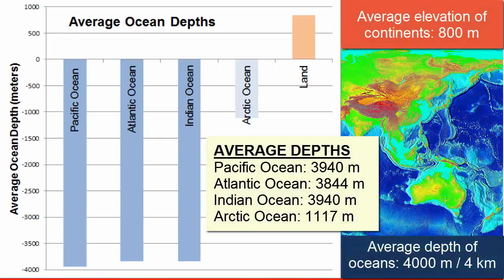Here is another image that shows the average depths of the 4 major oceans and compares them to the average elevation of the continents. Again, we see how many times deeper the oceans are on average than the land is high. This image also shows how much shallower the Arctic Ocean is than all the others.